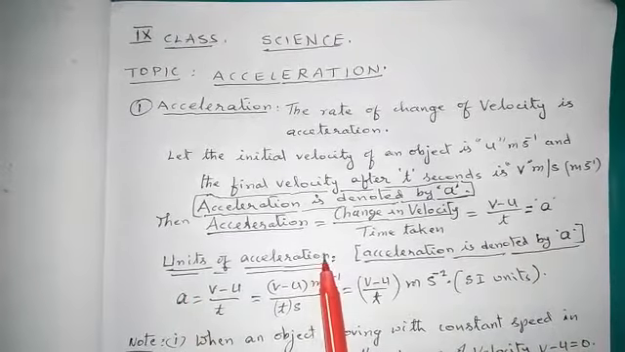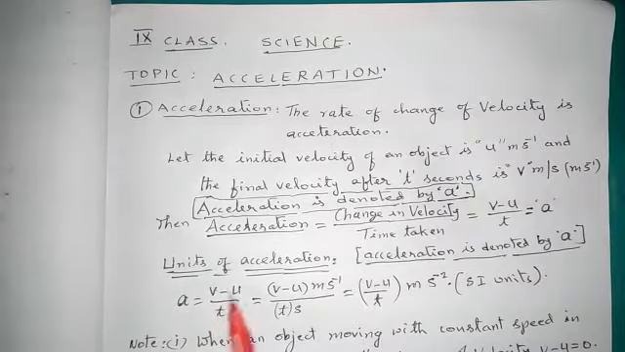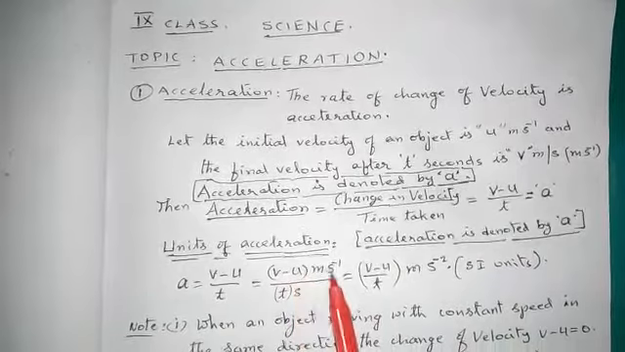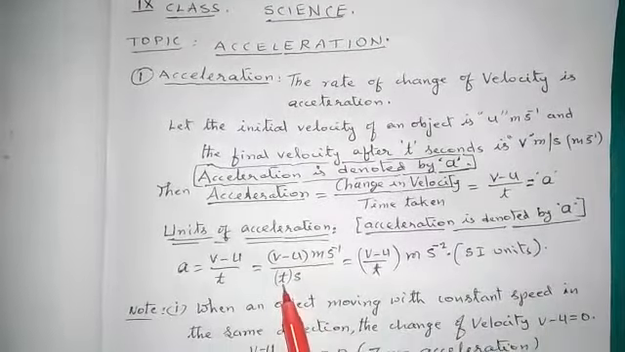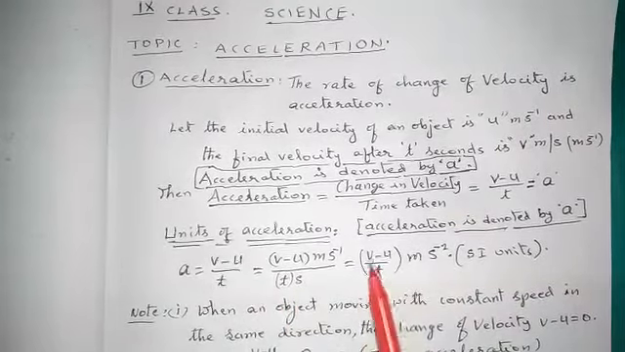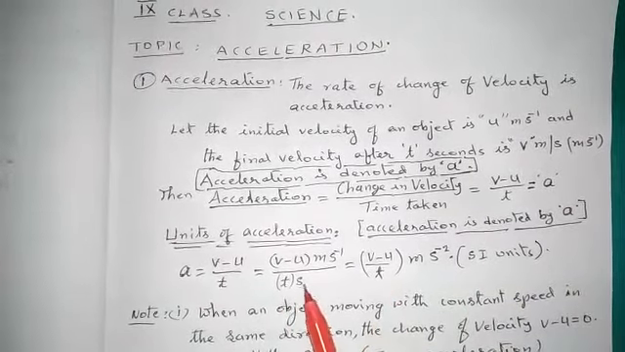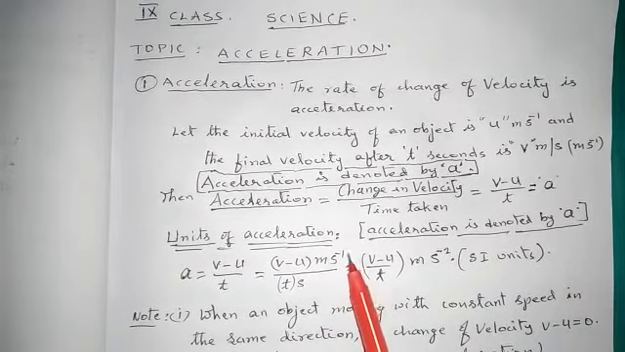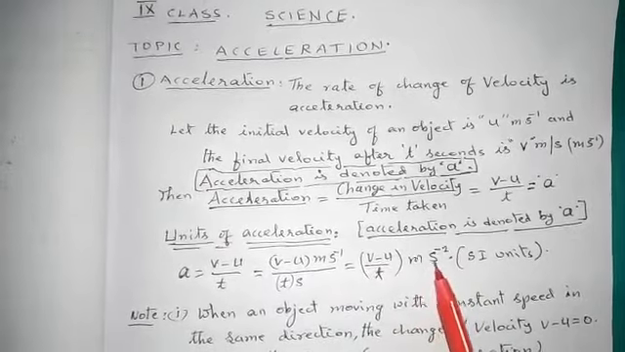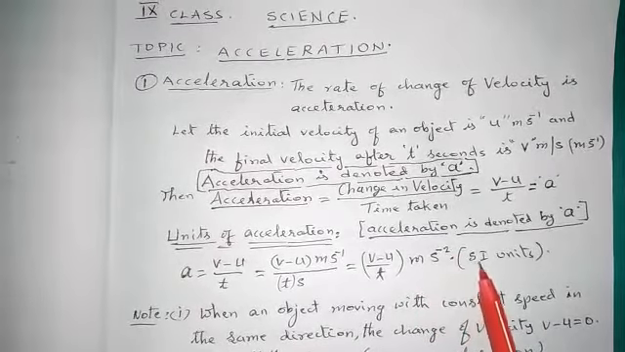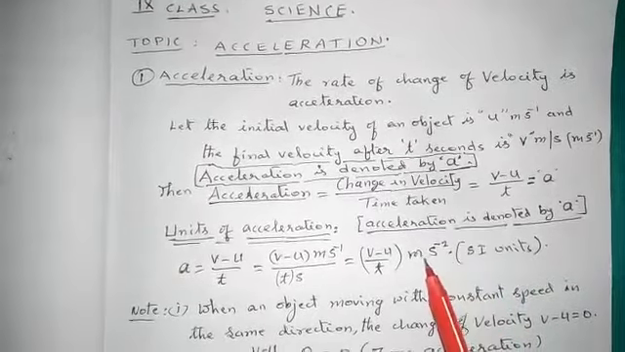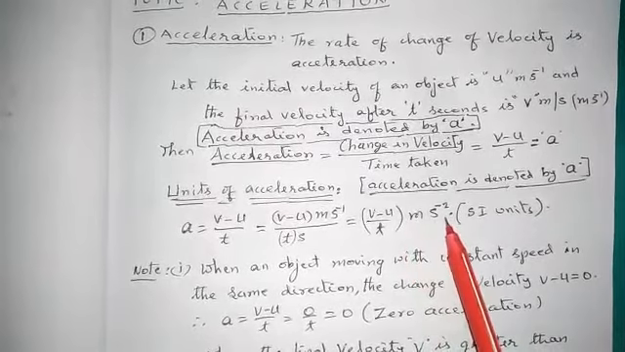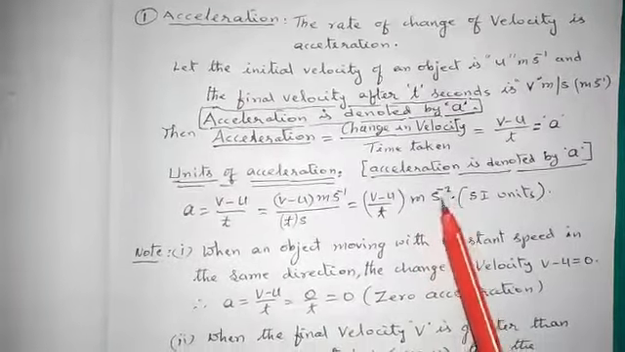Now, units of acceleration. We have a is equal to v minus u by t according to this formula. V minus u is in meters per second, divided by time measured in seconds. Therefore, v minus u by t, if you take this second upward, it will become s to the power minus 1. Therefore, m s to the power minus 2 is the SI unit of acceleration, which is called meters per second square. The acceleration unit is meters per second square.